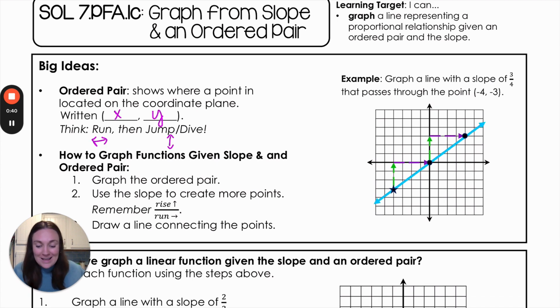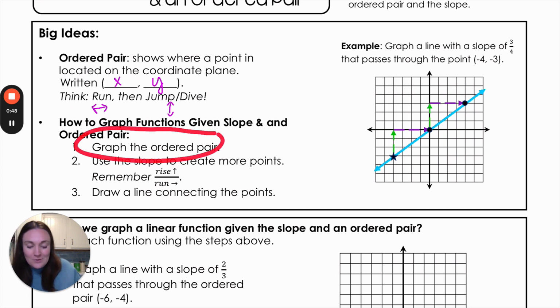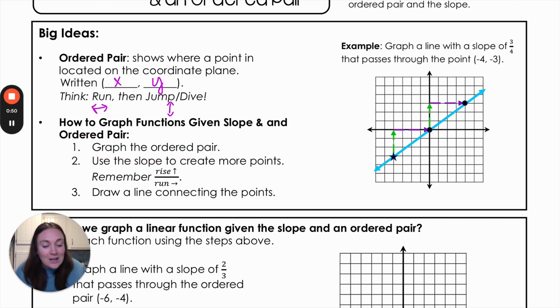Okay, so for today, we are going to graph a function when we're given the slope and an ordered pair. We're going to follow these steps every time. The first thing we're always going to do is graph the ordered pair first. In this example, we're graphing a line with a slope of 3/4 that passes through the point (-4, -3). So I'm going to start with that ordered pair first. -4 tells me to go left 4, -3 tells me to go down 3, and you can see that little star. We are starting right there at (-4, -3).